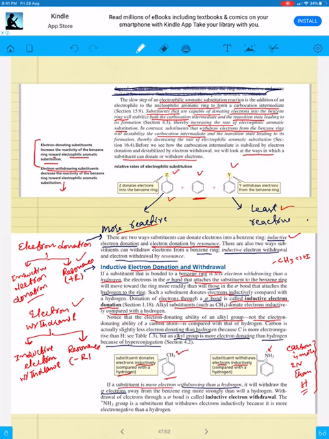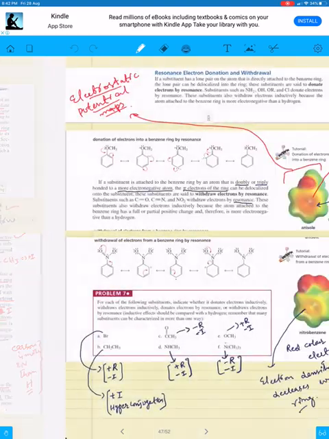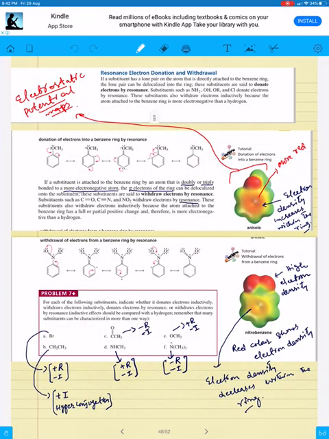So if a substituent is more electron withdrawing than hydrogen, like this NH3+, it will withdraw sigma electrons away from the benzene ring more strongly than a hydrogen does. We are talking about sigma electrons because we are talking about the inductive effect. Withdrawal of electrons through this sigma bond is known as inductive electron withdrawal. We call this the negative inductive effect, whereas in the case of an alkyl group, it is known as the positive inductive effect, the plus I effect. The NH3+ group is a substituent that withdraws electrons inductively because it is more electronegative than hydrogen. This is inductive electron withdrawal or donation. Now we'll talk about the second one, which is known as resonance electron donation and withdrawal.